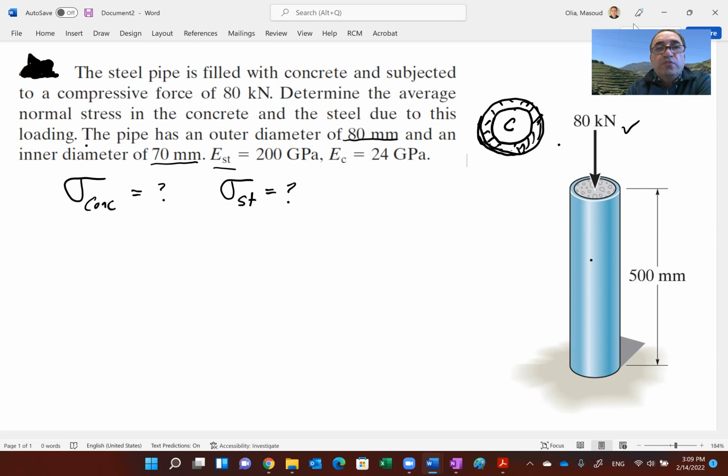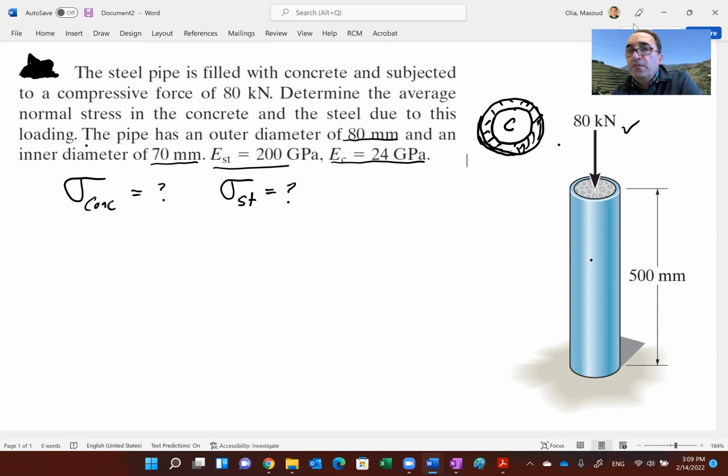Okay, and then the modulus of elasticity of the steel is 200 gigapascal and the concrete is 24 gigapascal. Of course, you have to put concrete in compression because concrete is really lousy in tension. So that's why the load is a compressive load. And the length of the pipe is 500 millimeters.